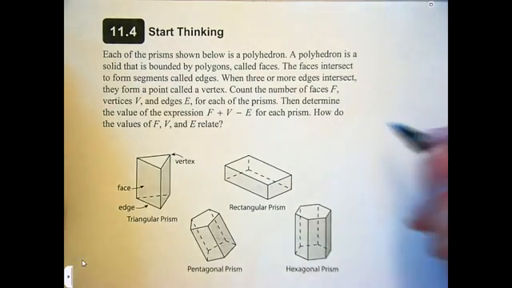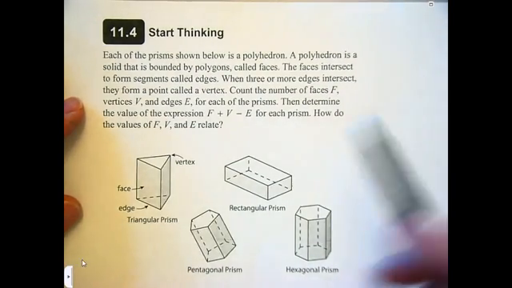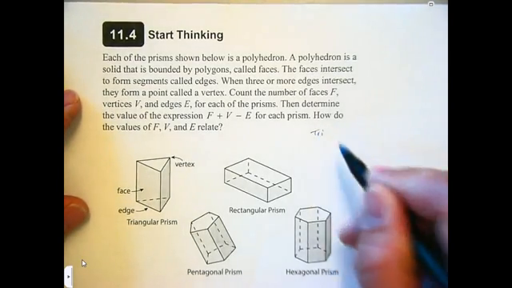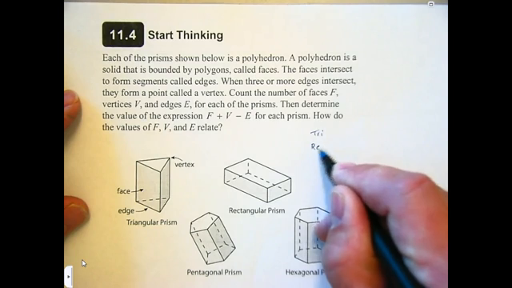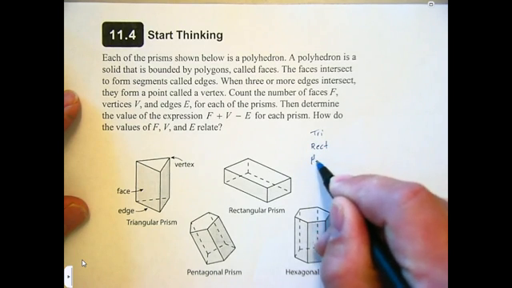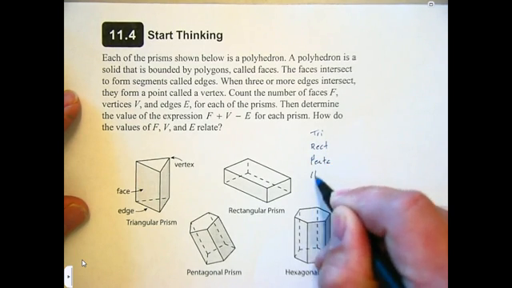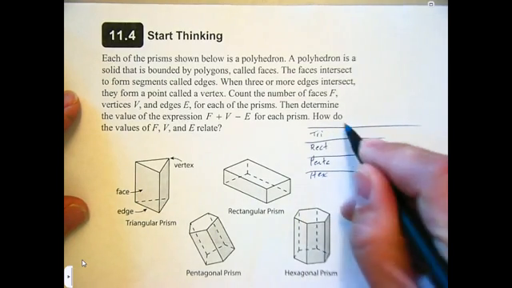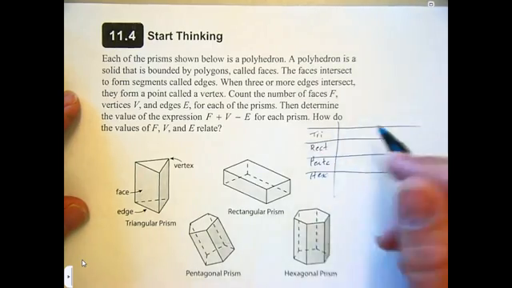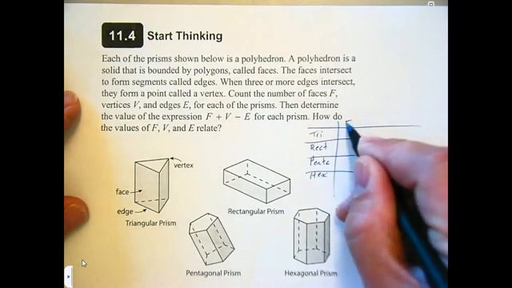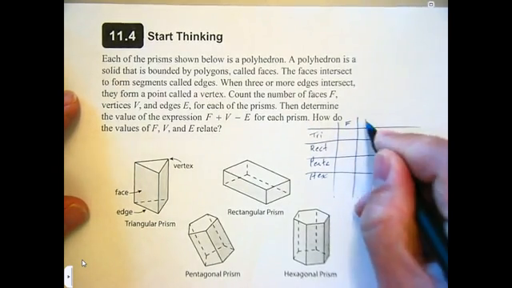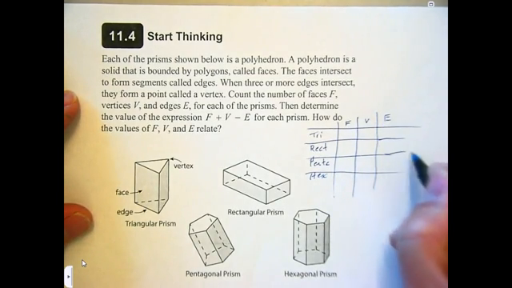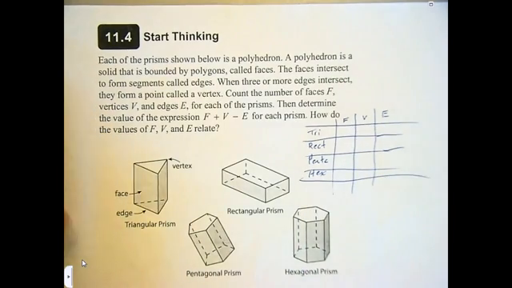For those of you trying to figure out a way to organize this, it might be nice to make a table. So if you have a triangular polyhedron, a rectangular polyhedron, a penta, and a hex, and for each of those, you're being asked faces, vertices, and edges. A good way to organize that.